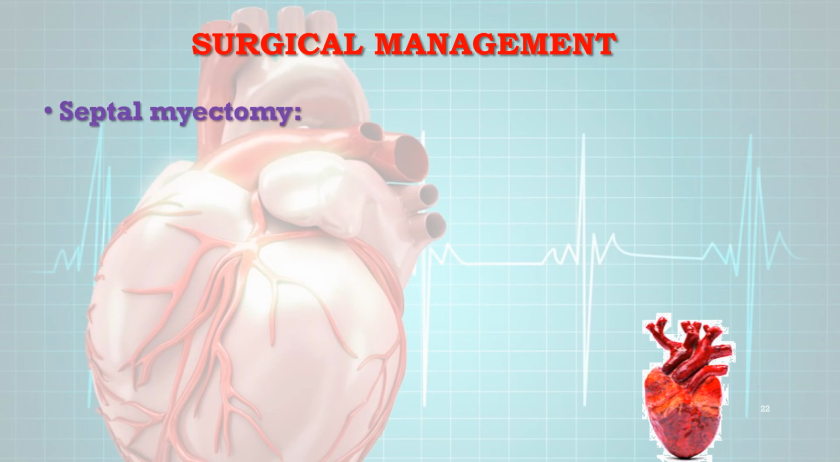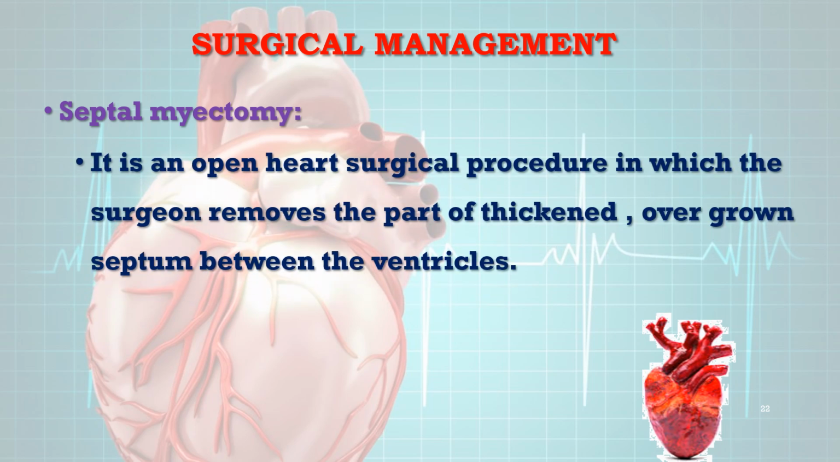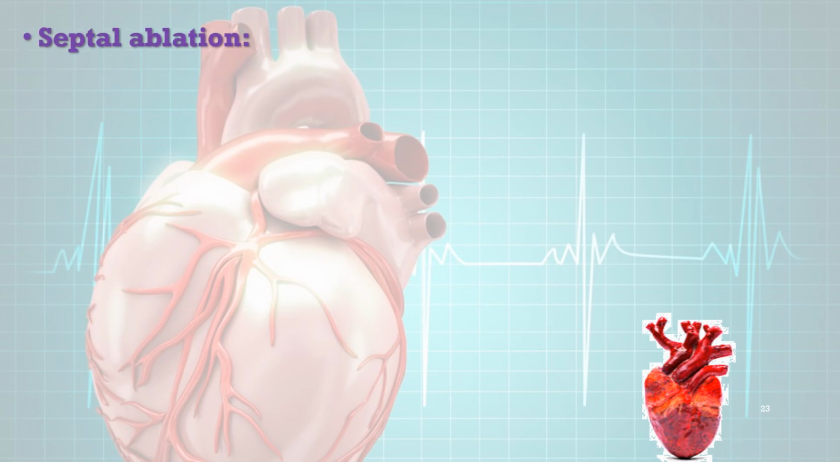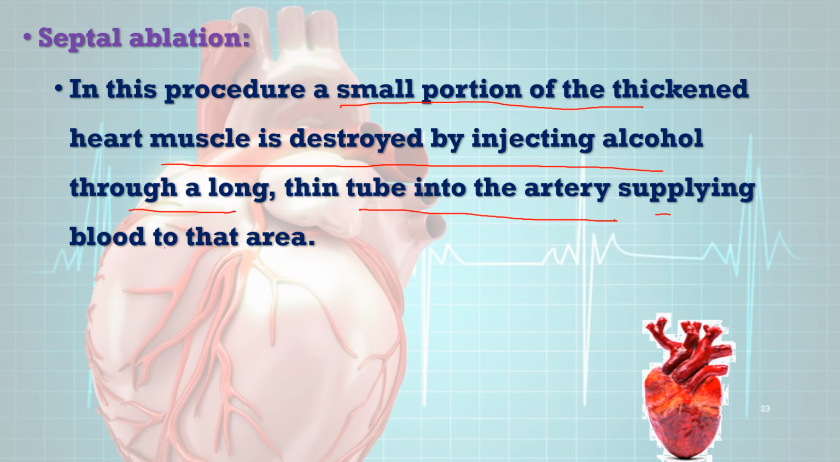Already said there is an increasing size of the left ventricular wall, including the septum. So septal myectomy is an open heart surgical procedure in which the surgeon removes part of the thickened, overgrown septum between the ventricles. The next one is septal ablation. In septal ablation, a small portion of the thickened heart muscle is destroyed by injecting alcohol through a long thin tube into the artery supplying blood to that area.